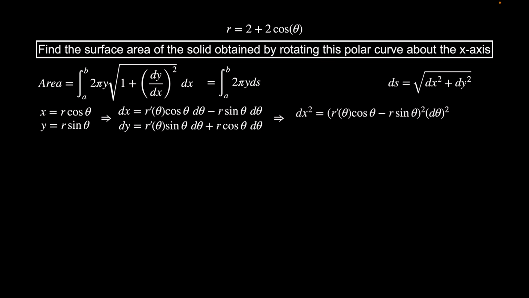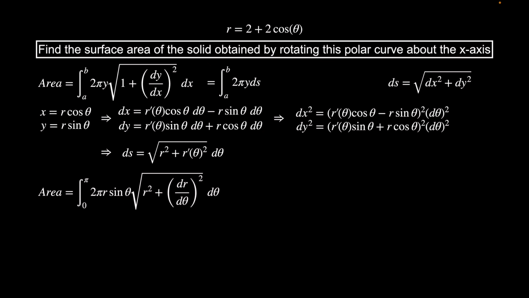Square those. I'm just going to factor out the d theta and then square those terms, then add them together. So dx squared plus dy squared will just give me r squared plus r prime squared. Then I can factor out the d theta squared and take d theta out of the radical entirely. So ds in polar coordinates is just the square root of r squared plus r prime squared, when you square those out and use some trig identities. That's how we change everything into polar coordinates.